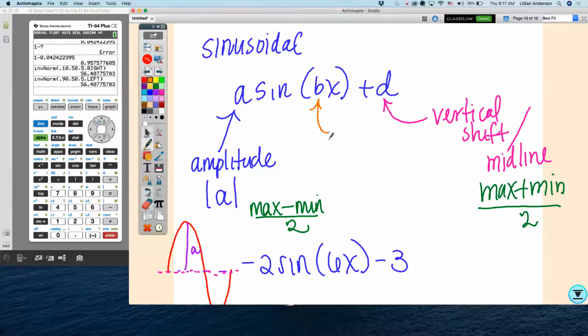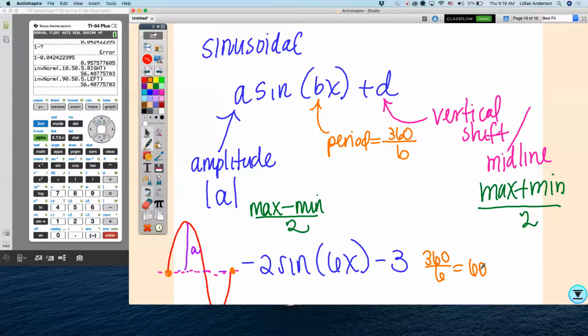B was associated with the period. The period was equal to 360/B. So whatever the period was, in other words, how long it took to complete one full cycle, that length was called your period. It was the horizontal distance from beginning to end, or from max to max, or from min to min. You would set that equal to 360 over B to find the value of B, or to find the period. So in this example, 360 divided by 6 would equal 60. Your period would be 60. It would complete one full cycle in 60 degrees. Your amplitude would be 2. Your midline or your vertical shift would be negative 3. So the graph would be shifted down 3 units.